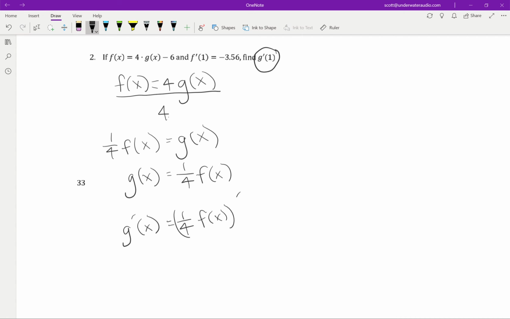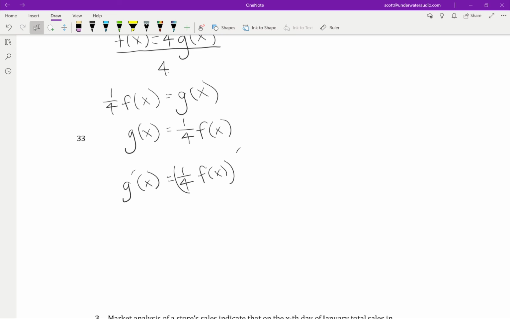And I want to differentiate everything on that side since I differentiated everything on the left side. So when you've got multiplication like this, we just learned that we can actually just ignore the constants and do 1/4 times f prime of x. So now I want g prime of 1. So I'm going to change everything that's an x to be a 1.